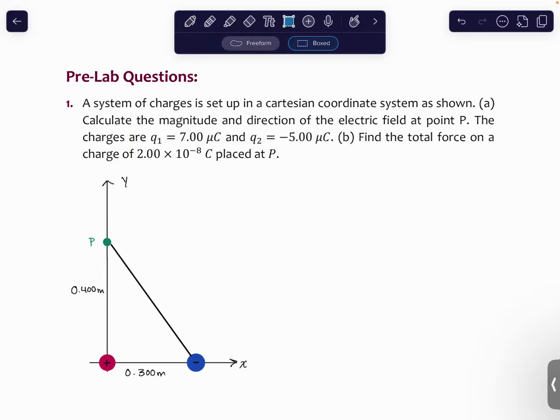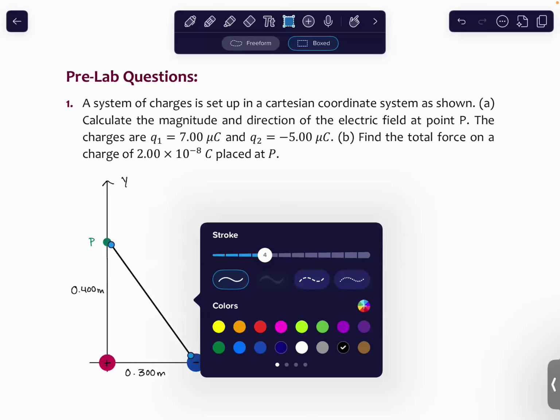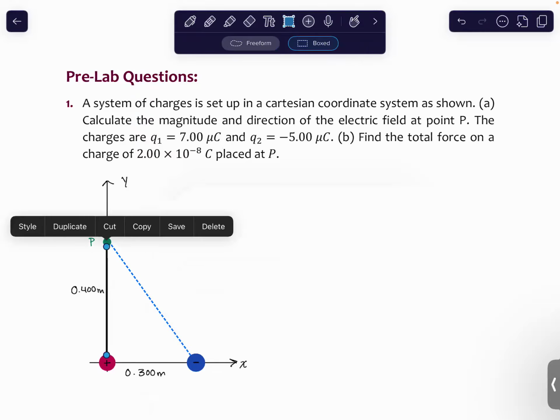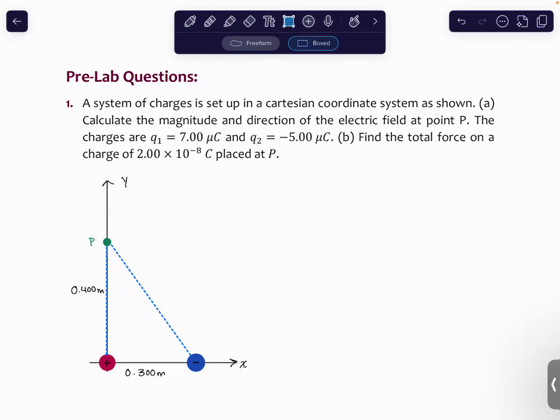Let's make them a slightly different color. And then forces. Then there's one there. Okay, so we have the lines that are connecting the charges to point P.